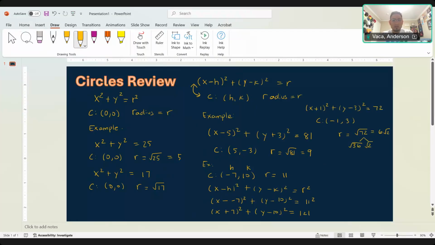Okay. Okay, so now let's talk about a slightly more difficult concept that we did with circles. And let's see. Let me pause this real quick. Let's see if I can do this.